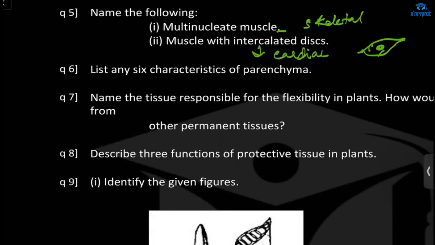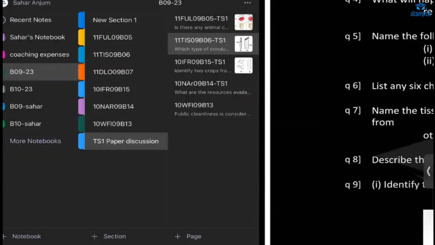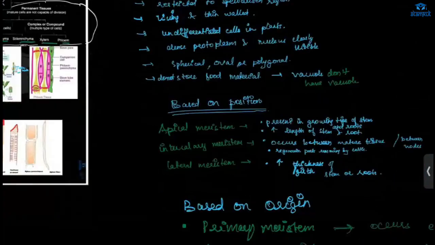Okay. List any 6 characteristics of parenchyma. The cells are thin-walled and alive. Cells are either closely packed or have small intercellular spaces. Vacuoles are large. Okay, yes, for storage. Tissues are specialized for food storage and they are made up of parenchyma tissue. Yeah, this is what parenchyma is, right?